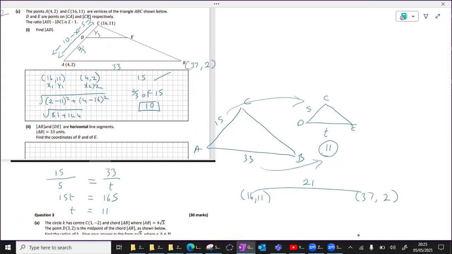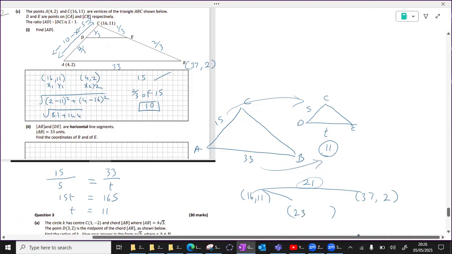If I come up a third of the way, because remember the sides are in the same ratio, so these are also in the ratio of 1/3 and 2/3. Instead of coming up 21, I'm going to come up only a third of the way, so that would be 7. 7 up from 16 is 23. Now, what about 11 to 2? So 11 to 2 is down 9, but I only want to come 1/3 of the way. So down 3. So down 3 from 11 is 8. So that's our answer there for the coordinates of E: (23, 8).